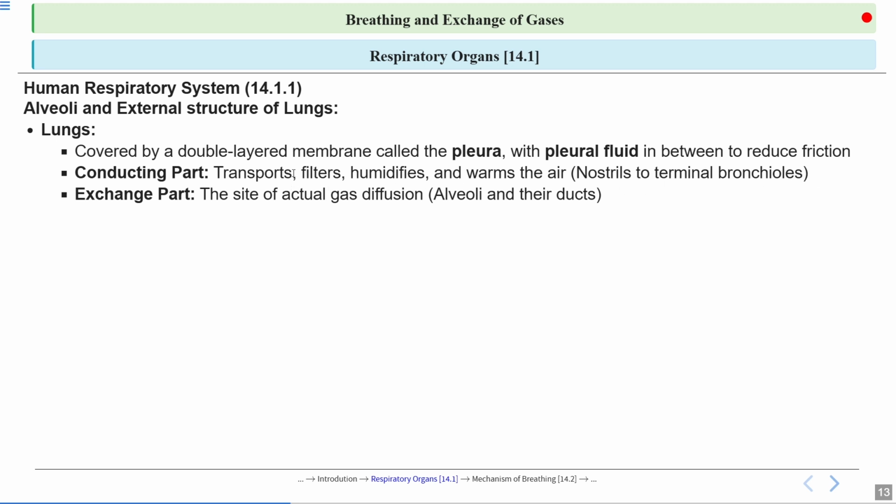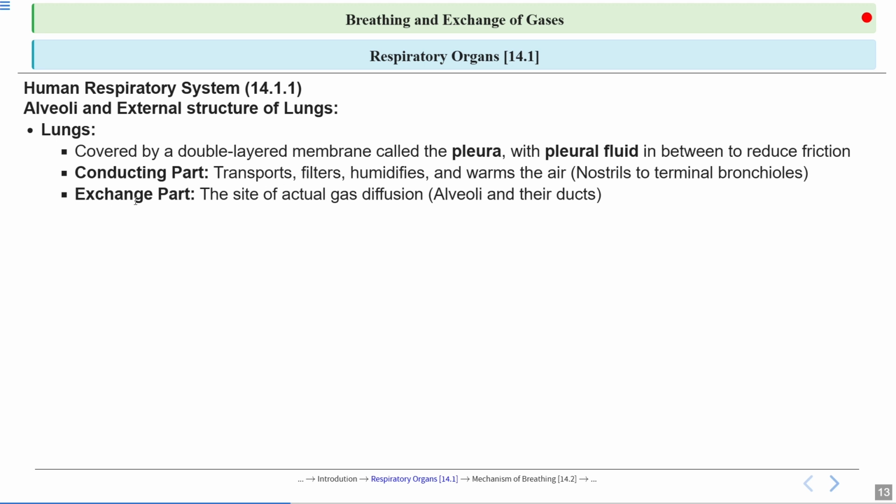This is involved in the transport of oxygen. It filters the air from dust and microorganisms. It humidifies the air as well, and it warms the air as well. So that's why this is known as the conducting part.